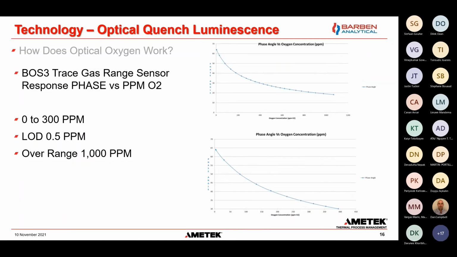And what does that look like to us? So here's a BOS3 trace gas range sensor. This is the phase angles over an entire range of 1,000. We published this sensor from a 0 to 300 range. Right here, you can see that there is a lot of resolution of phase angle per oxygen concentration. And so this whole range from 0 to 300 was within our published accuracy spec.